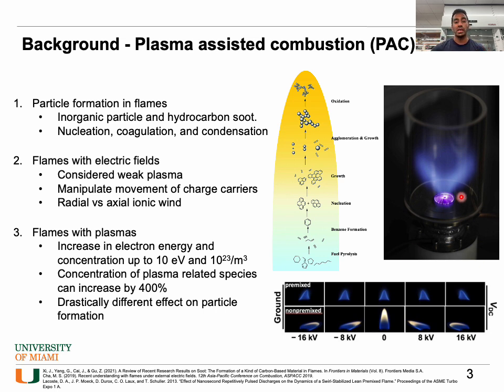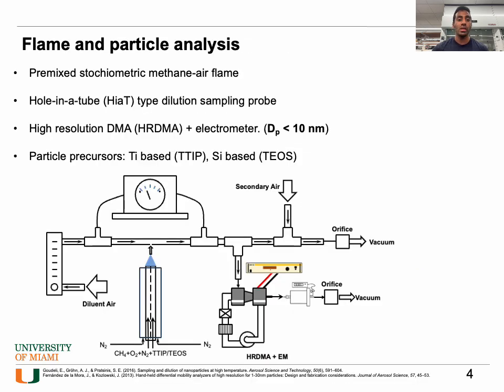Now, when we introduce plasmas into the flame, the main advantage is that we increase the concentration of charge carriers by several orders of magnitude, and by doing so, we could produce particles which are drastically different and with better control than the ones that we generate in a traditional flame. For this study, our main objective is to introduce coronal discharge into a flame system and to see how the coronal discharge influences the size distribution of titanium and silica dioxide particles.